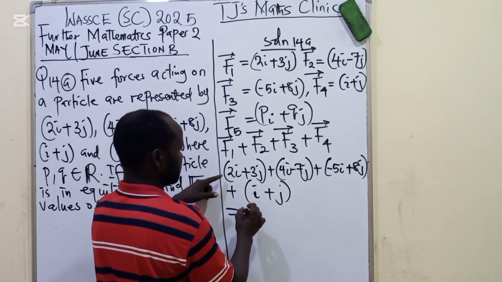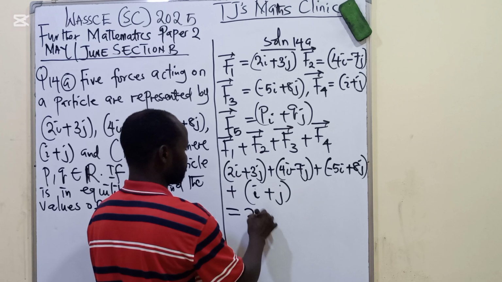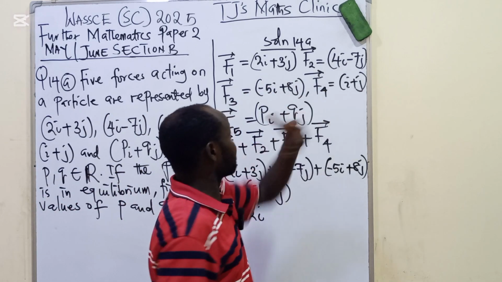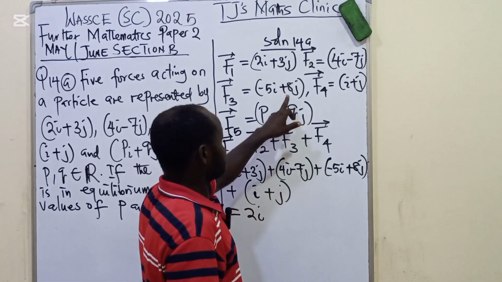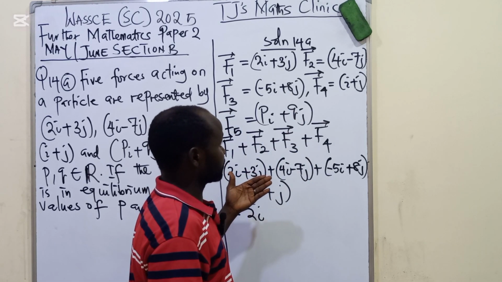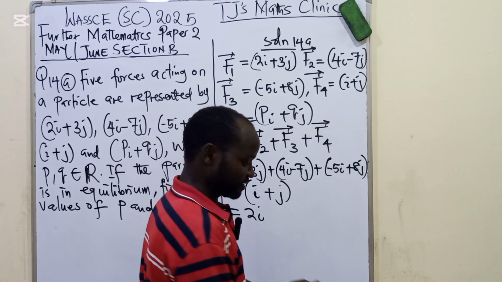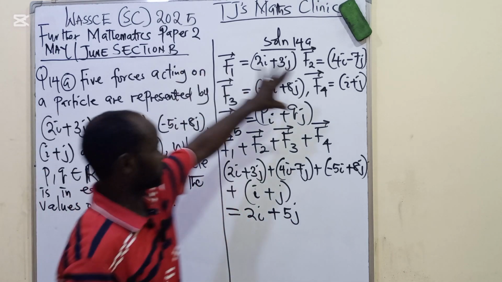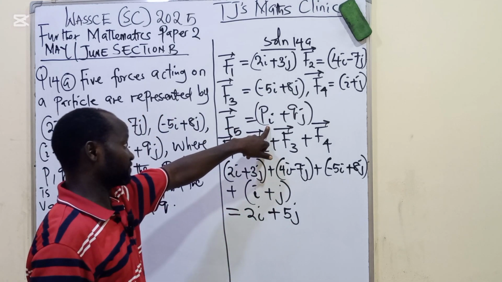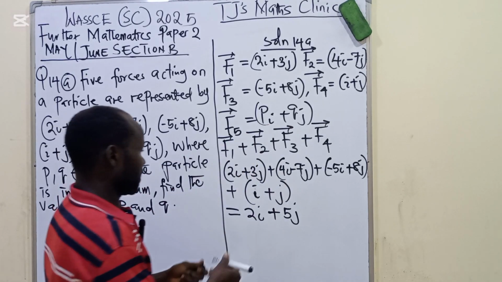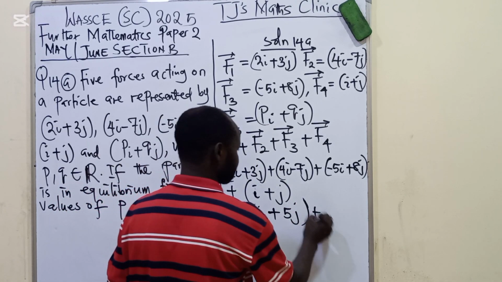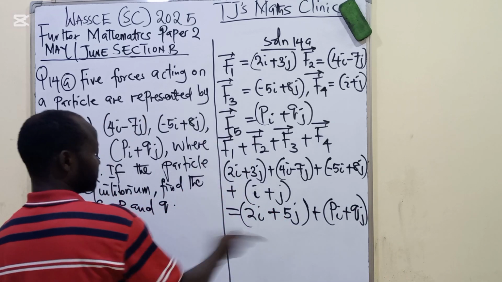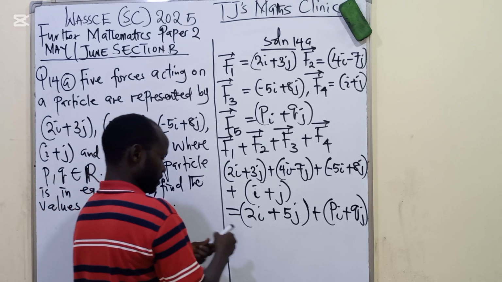This will now be equal to, after we add the i's, we have 2i. Let's go to j now. 3j plus minus 7j, that will be minus 4j. Minus 4j plus 8j, that will be 4j. 4j plus j, that will be plus 5j. So this will be the summation of the 4 forces. Then we can now add to this the fifth force, which is the unknown here. This will now be plus pi plus qj. So we can now add this i to i, j to j. Let me rearrange it.